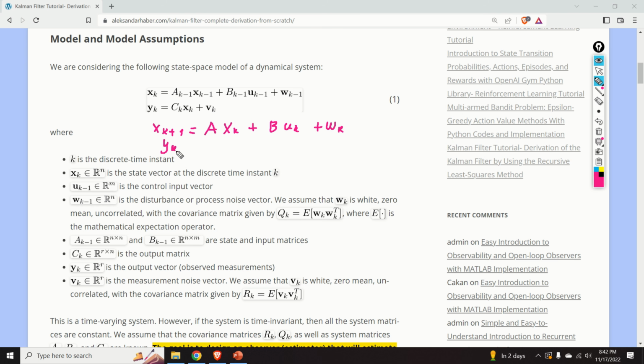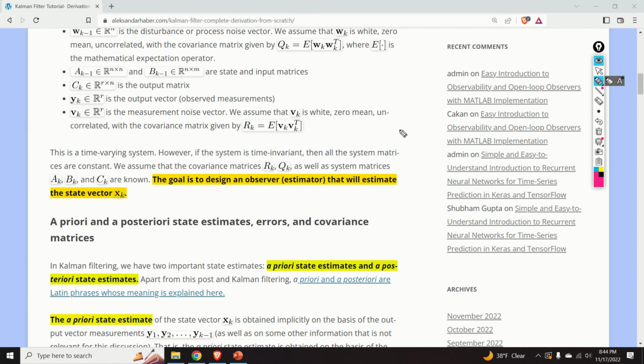And the output equation is here again. It's very important to emphasize that the covariance matrices Rk and Qk, as well as the system matrices Ak, Bk, and Ck are known. Then under these assumptions, the goal is to design an observer or an estimator that will estimate the state vector dynamically.